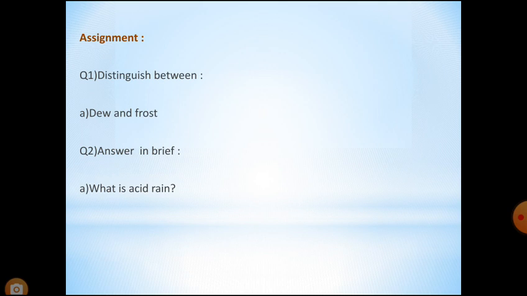Question number 1. Distinguish between dew and frost. I have explained to you what is dew and what is frost. You have to write at least 4 points. Question number 2 is answer in brief. In that you have to write what is acid rain. I hope that you have understood. Please write this in your geography notebook.